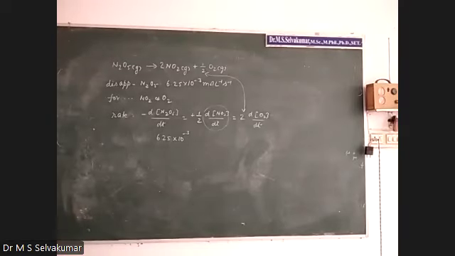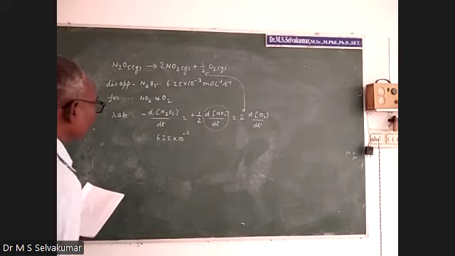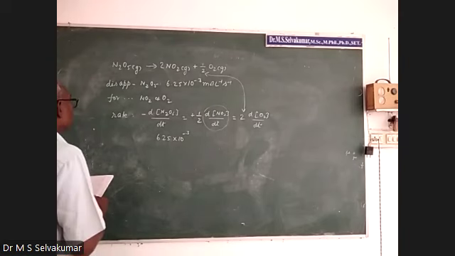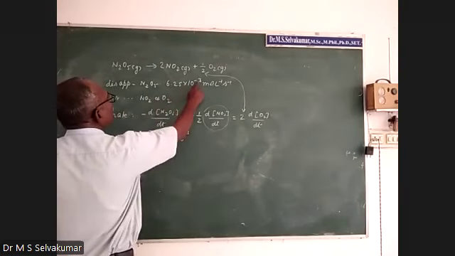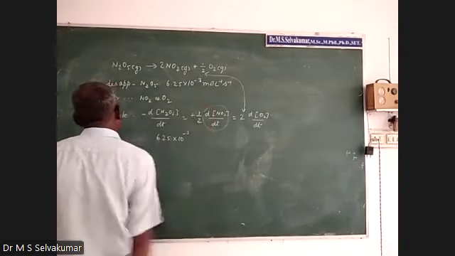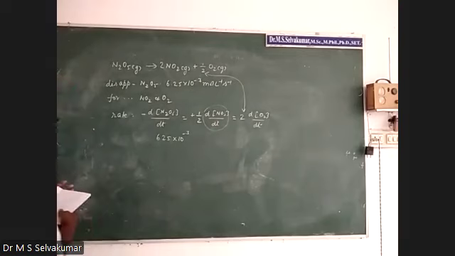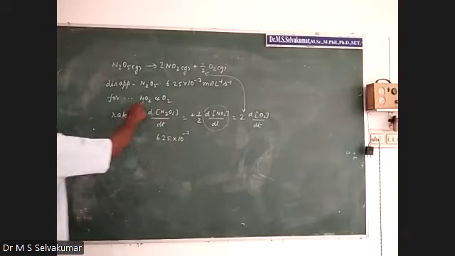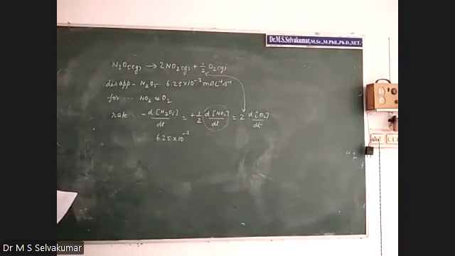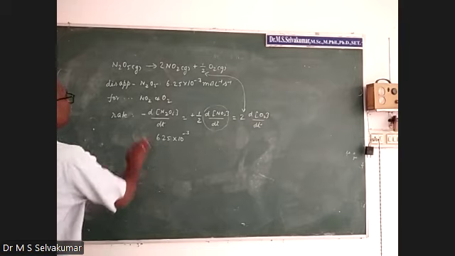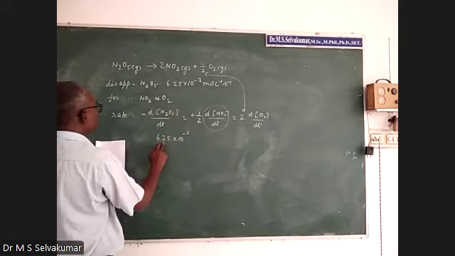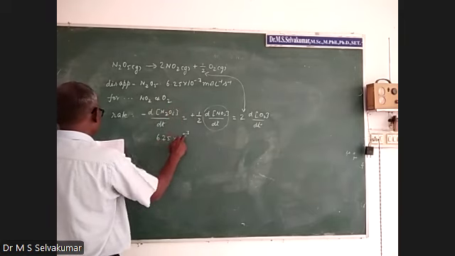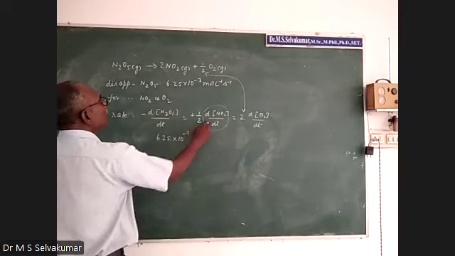So for the reaction N2O5 gas giving 2NO2 gas and half O2 gas, the disappearance rate is 6.25 into 10 power minus 3 mole per liter per second. So what will be the rate of appearance of NO2 and O2? This is the question asked. So you first write the rate expression like this. So this rate is 6.25 into 10 power minus 3. So what about this?